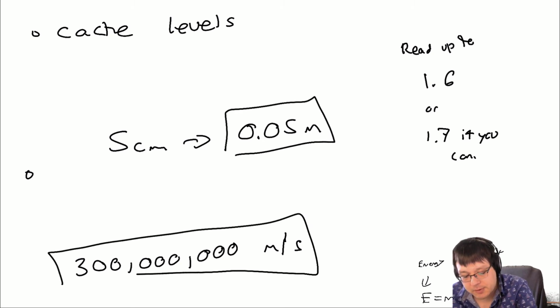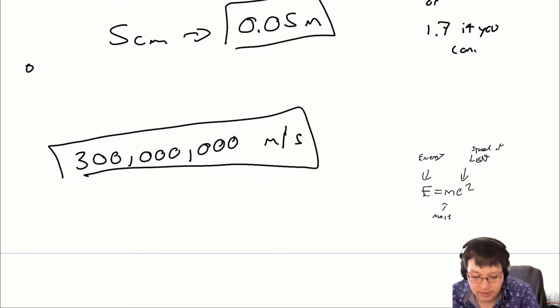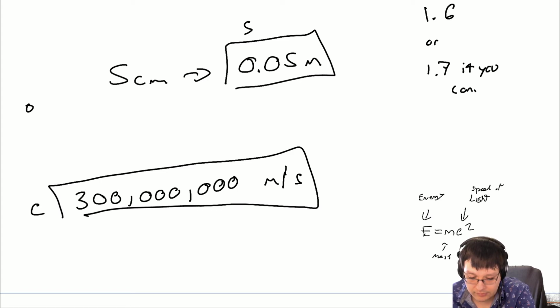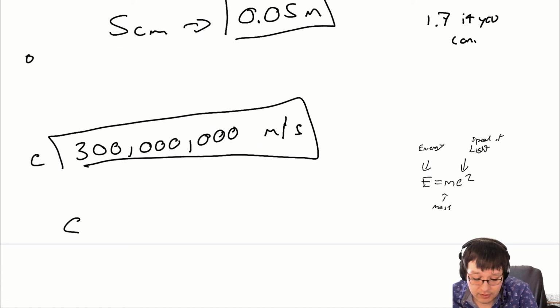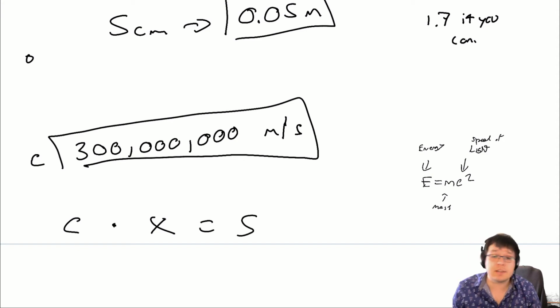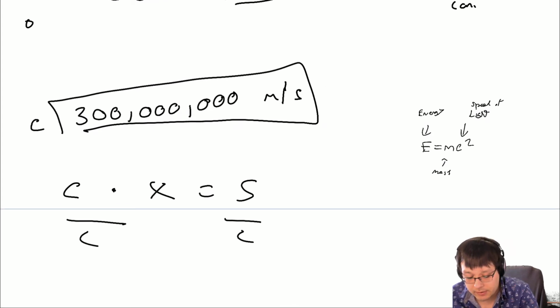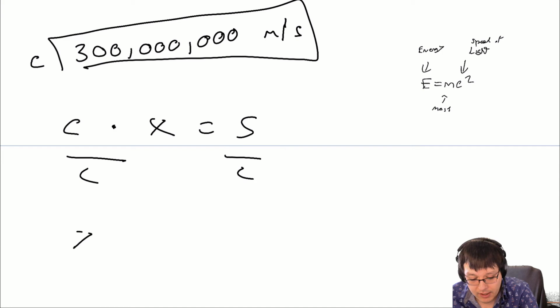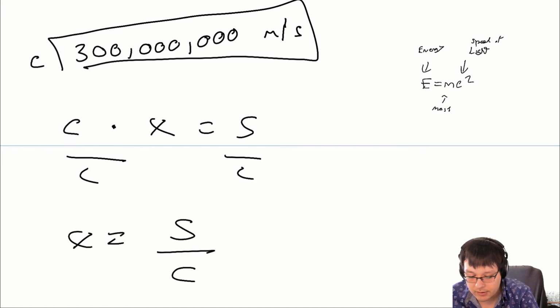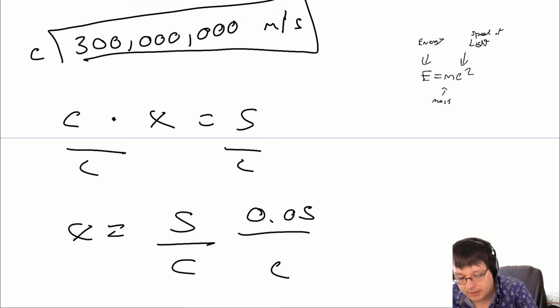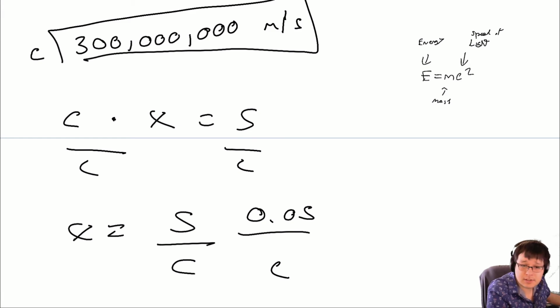And this is the speed. We'll call the speed of light C, and the distance S. So C times some mysterious X is equal to S. Because we want to solve for X, we can divide both sides by C. So to compute X, all we need to do is take S divided by C. S is 0.05, divided by the speed of light. It's not too hard.